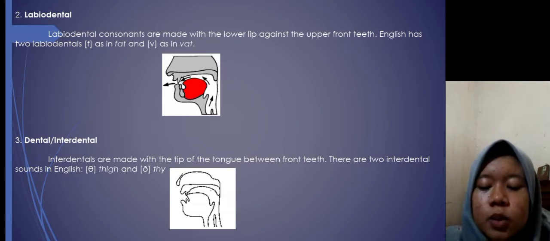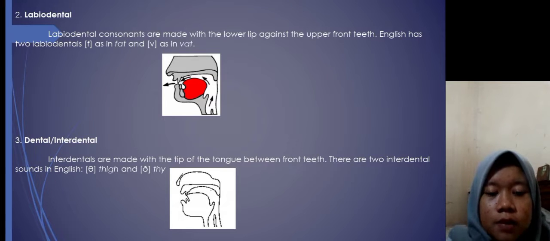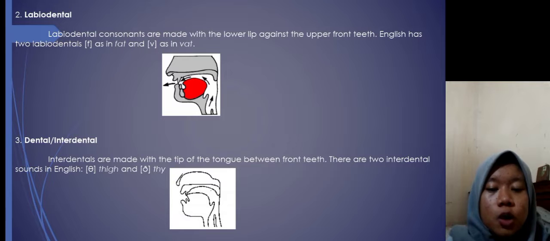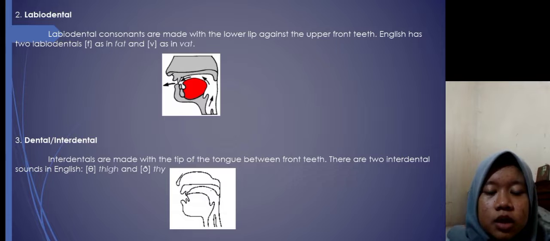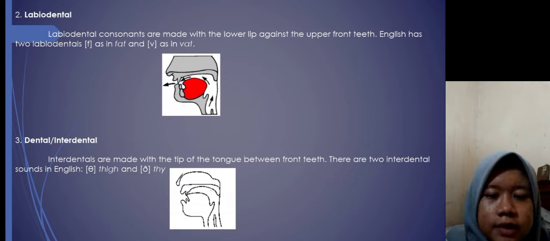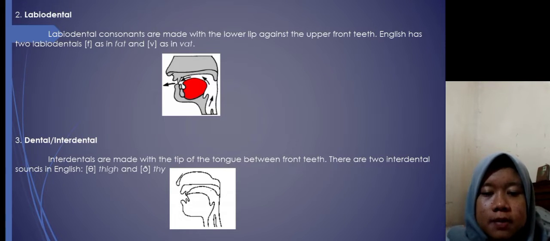The second is labiodental. Labiodental consonants are made with the lower and upper lips. So these consonants are pronounced using the lower lip and also the upper teeth. This consonant also can be called lip-tooth consonant. In this consonant, there are two labiodental sounds, that are V and F. For example, like fat, food, flower, fast.